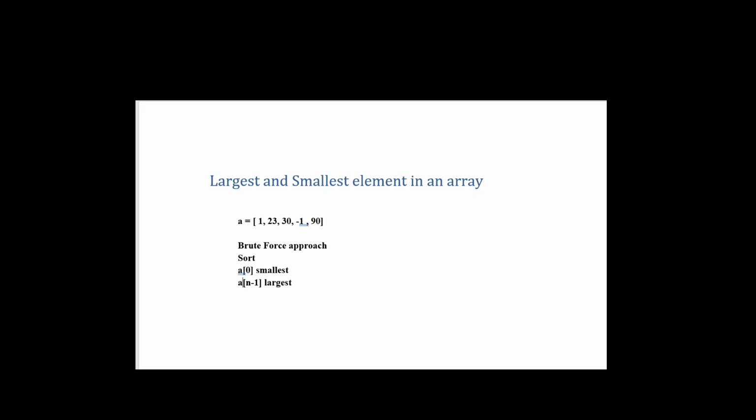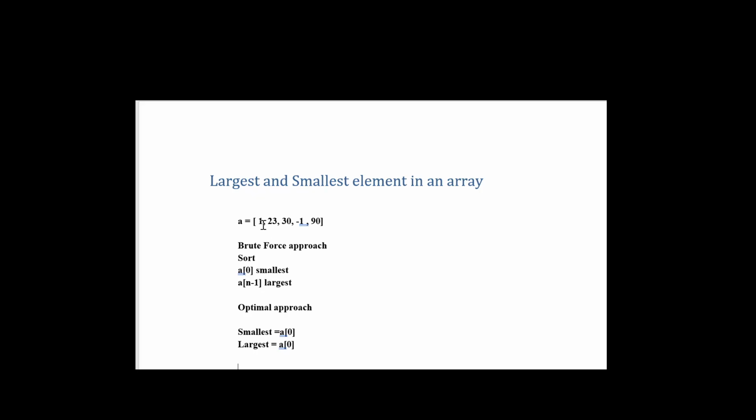optimal approach, we can use the two variables. That is, optimal approach is we consider two variables, that is smallest, initialize it to the first element, that is array of 0, and then largest, it also been initialized the first element of the array. Okay, then while iterating the array, we have to compare the element with smallest and largest.